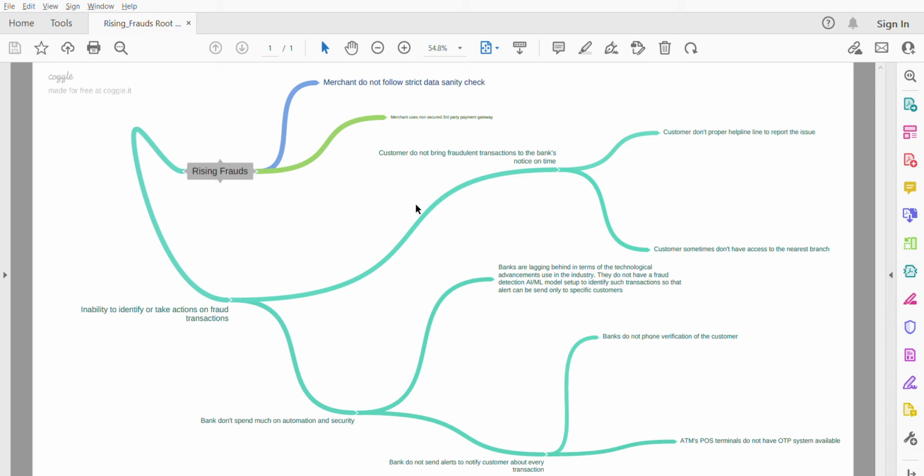And this can be a reason because sometimes the customer doesn't report the fraud transaction to the bank on time. It can be because customers don't have a proper helpline to report the issue, or they don't have access to the nearest branch to report the issue where the fraud has taken place.